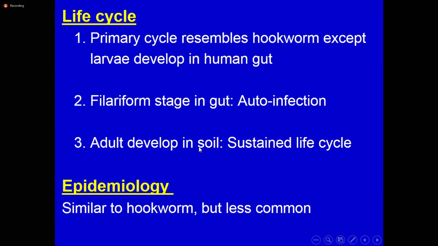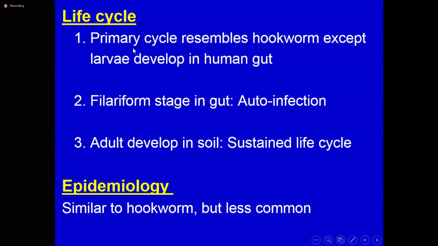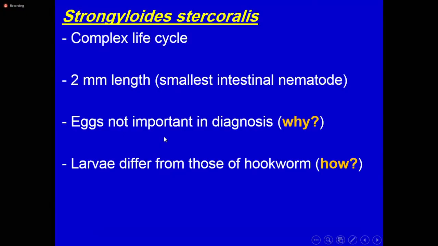Adults can develop in soil and sustain the life cycle. You can see it here. This is the life cycle; I don't want the detail from you. This is the filariform larvae. In the soil, they can become adults. This is the filariform; they may penetrate the intestine again. So I just want these words from you, and the previous slides also.